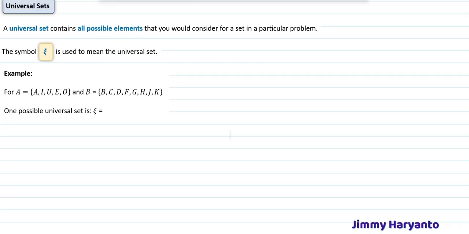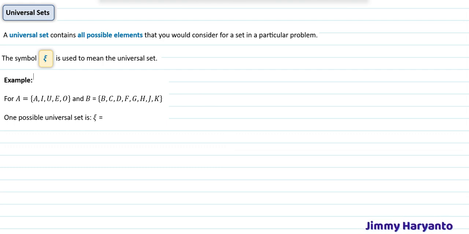So for example, I have set A: A, I, U, E, O, and then B is B, C, D, F, G, H, J, K. So in these example questions, we are talking about letters, right? So A is the vowel letters, and B is the consonant letters. That means we can think about the possible universal set. It has to contain A and B all together. So I think that the universal set can be all letters.